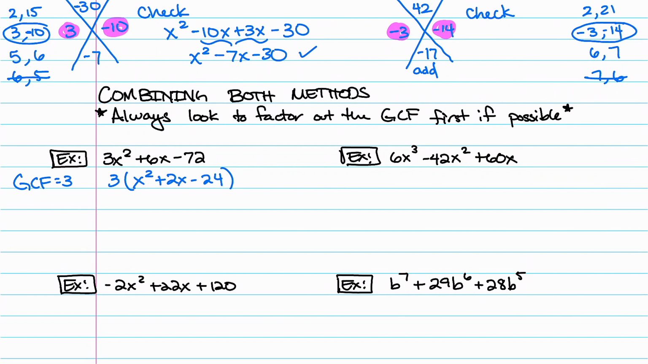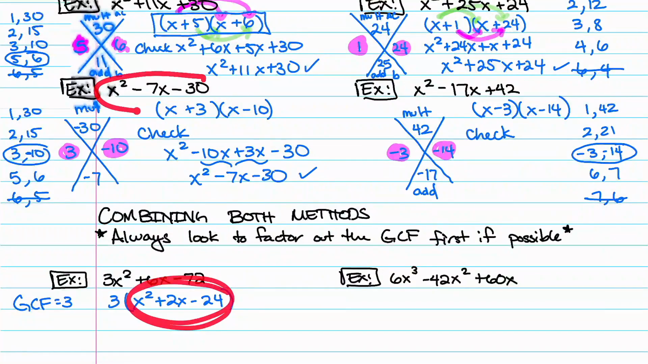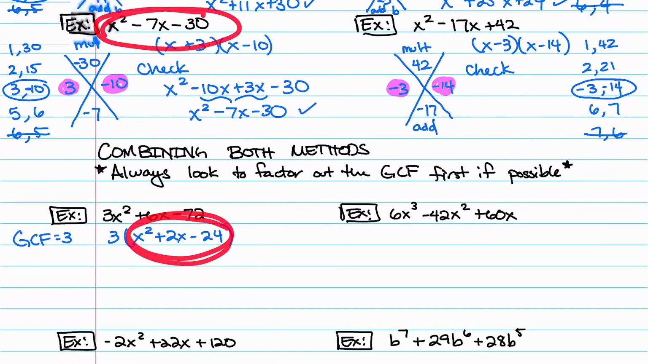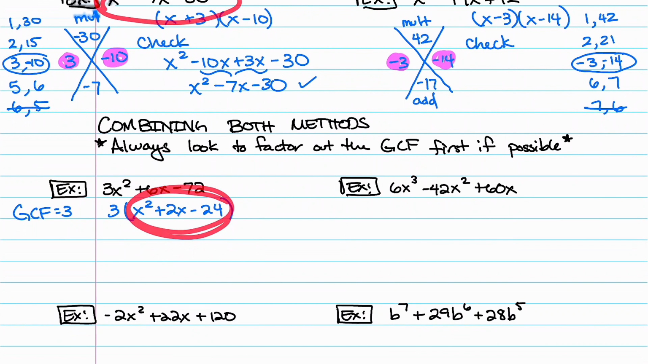Okay, so I factored it once, but now if you notice this problem right here on the inside of the parentheses looks like the problems we were doing above, which means I can factor it again. In this case, my A is 1, my B is 2, and my C is negative 24. We're using our new A, B's, and C's. So I'm going to start setting up my X's.